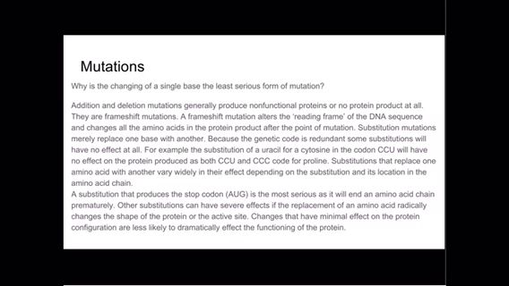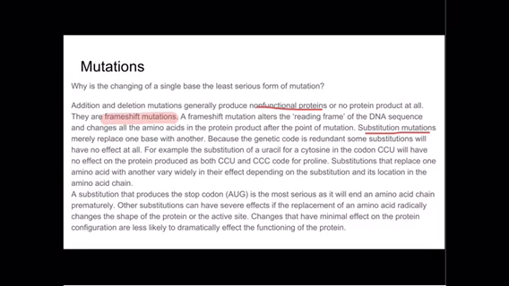In mutations, why is the changing of a single base the least serious form of mutation? Well, addition and deletion mutations generally produce non-functional proteins or none at all. They are in fact frame shift mutations. A frame shift mutation alters the reading frame of the DNA sequence and changes all the amino acids in the protein product after the point of mutation.